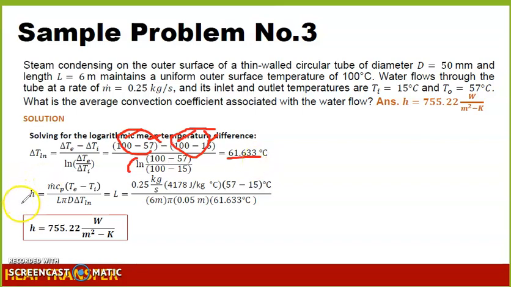So our h now can be solved by substituting for the LMTD. So we have 755.22 watts per meter squared Kelvin.